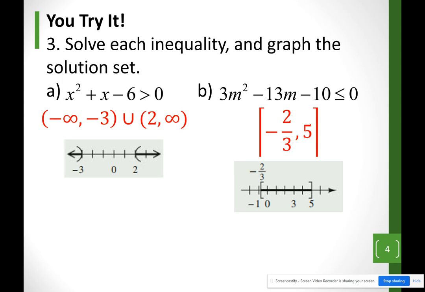Notice how on example A, my inequality doesn't have the or equal to part, so I put parentheses. Notice how here I have the or equal to part. That's when I'm using brackets. Now, infinities always have parentheses, no matter what sign you get. By my negative 3 and my 2, I use parentheses because of my inequality sign.